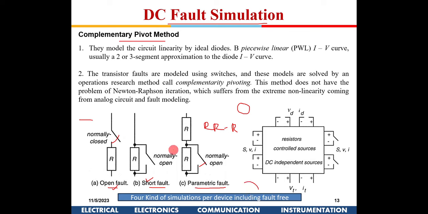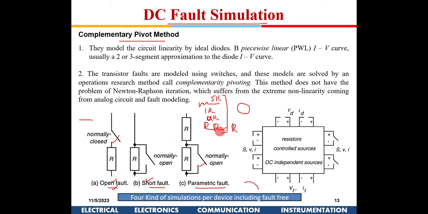So for each component in the circuit, first you will do a simulation for fault free, and then second, you will replace that particular component with an open fault. The model for the open fault will be like this. The model for the short fault will be like this. The model for the parametric fault is like this. For example, you will take a resistor of 1K. First you will simulate with that, then you will simulate with 0K, and then with infinite, then probably one more simulation with 0.5K. Now you compare these four results. So in DC simulation you will do all these four.